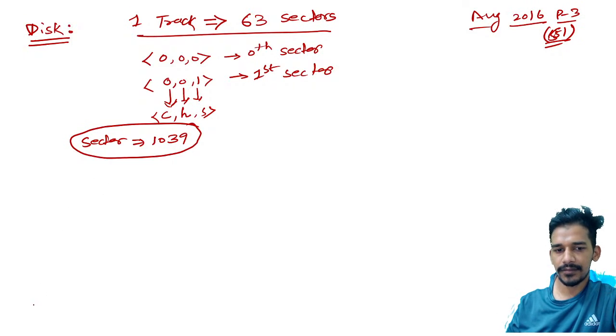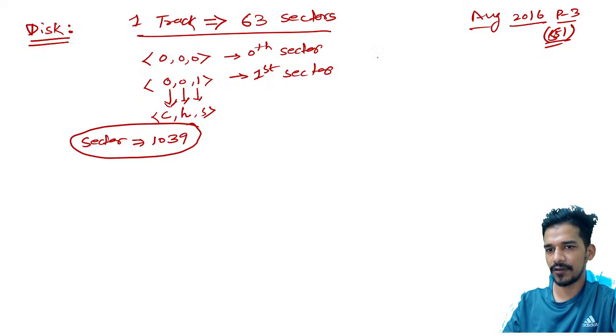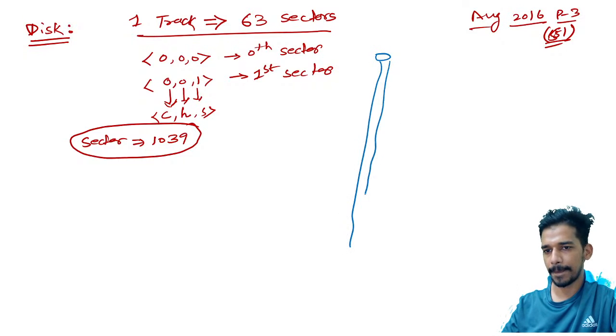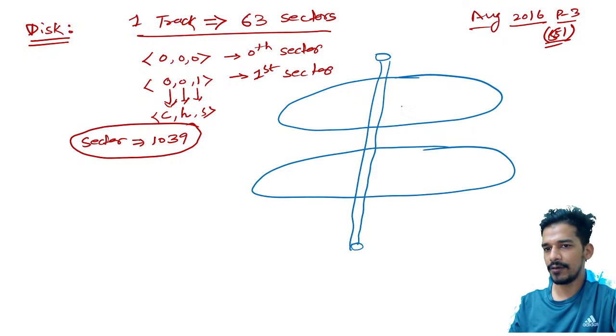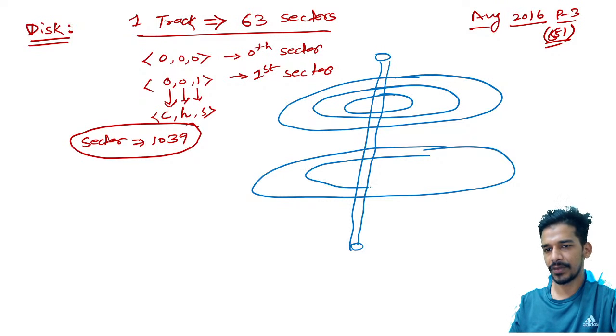So we know that we have a disk like this. The disk is arranged in this form. We have a spindle like this, and on this spindle we have the platters. On the platter we may have one surface, or we may have two surfaces. Let us say these are the tracks on the surface.